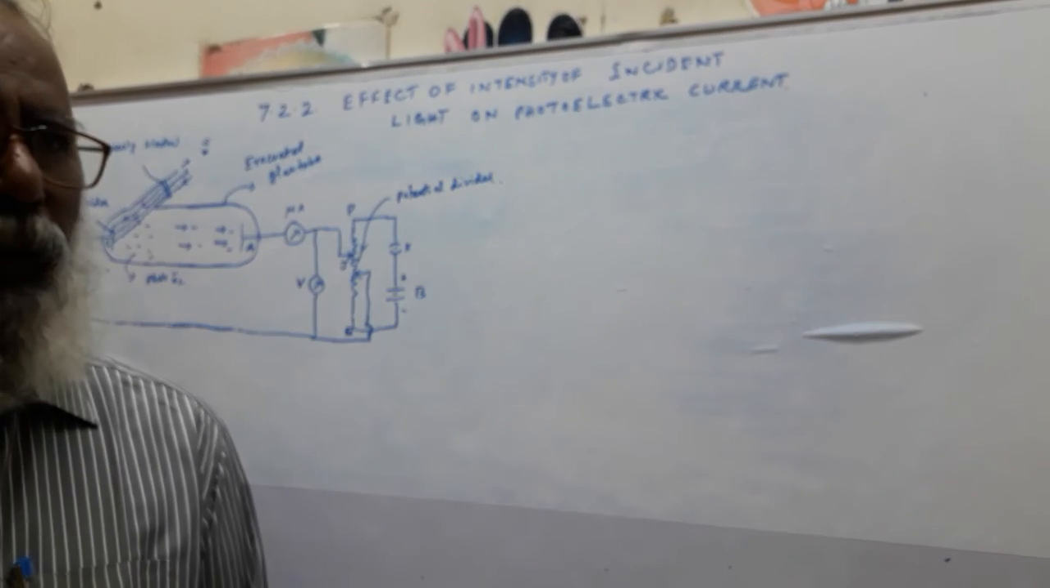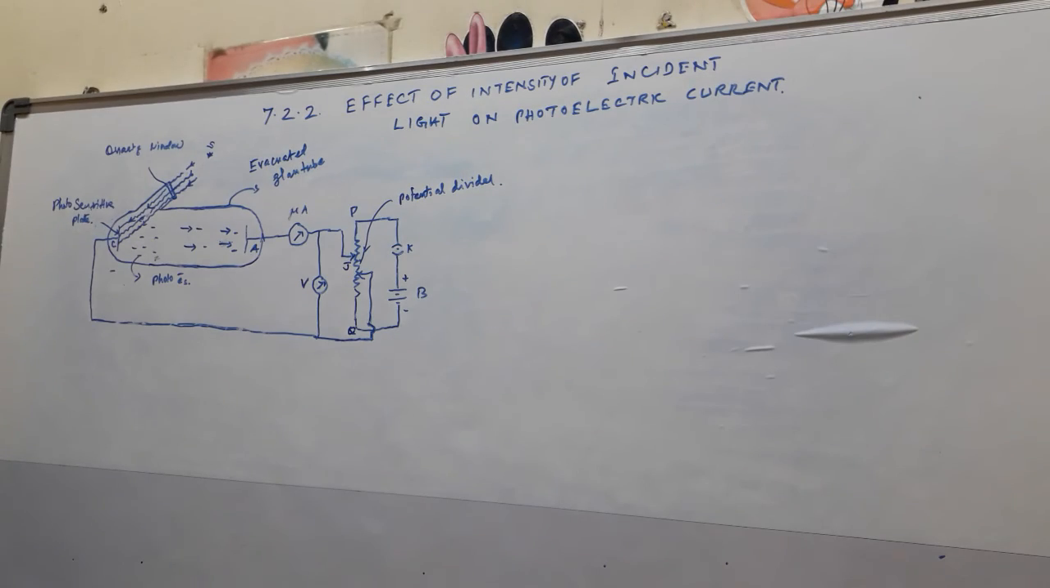Today the very important heading is the effect of intensity of incident light on photoelectric current. That's a very important experiment that we are going to see today.